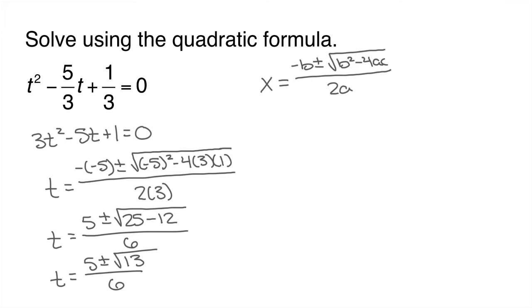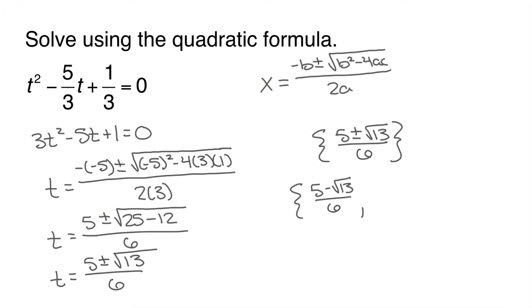This gives us the solution set. The set containing 5 plus or minus the square root of 13 all over 6, which we can also write by listing out each solution separately. The set containing 5 minus the square root of 13 all over 6 and 5 plus the square root of 13 all over 6. We can verify that the solution is accurate by substituting each individual solution in for t in the original equation and verifying that each does satisfy the original equation.